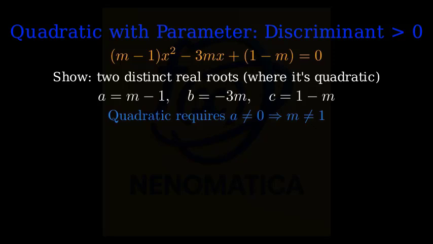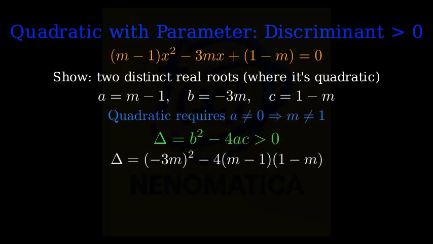The condition for two distinct real roots is discriminant greater than 0. That is, delta equals b squared minus 4ac is strictly greater than 0. Substitute a, b, and c. Delta equals (negative 3m) squared minus 4 times (m minus 1) times (1 minus m). Recognize that 1 minus m equals negative of m minus 1.